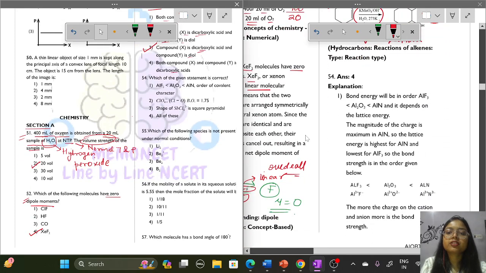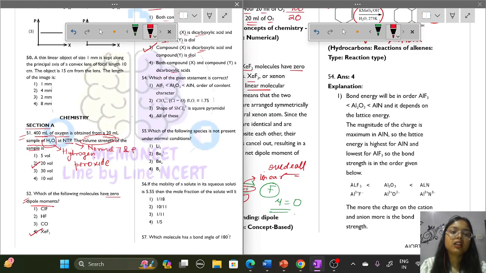Let's move on to the next question. Question number 54. Which of the given statements is correct? First of all, let's clear this thing out. The order will be like this. There is an error in question 54. The order of covalent character is asked. So for covalent character order, what do we have to do?